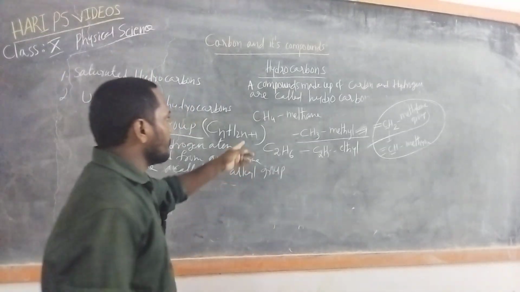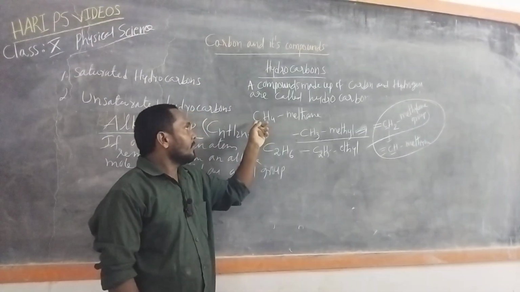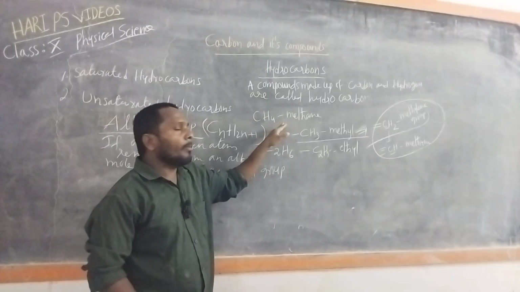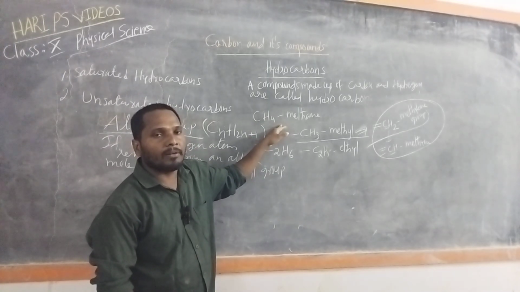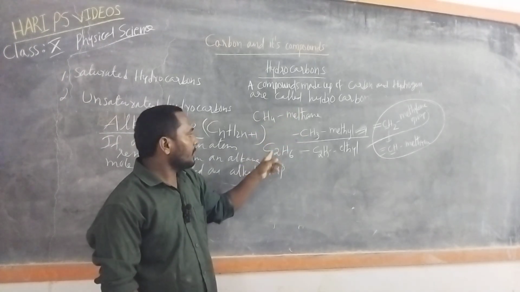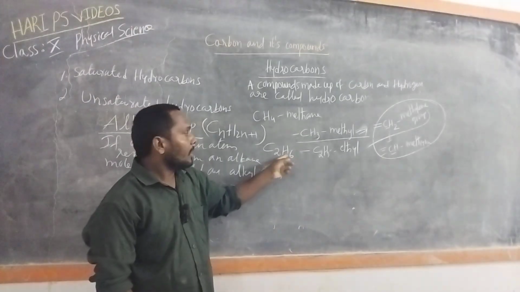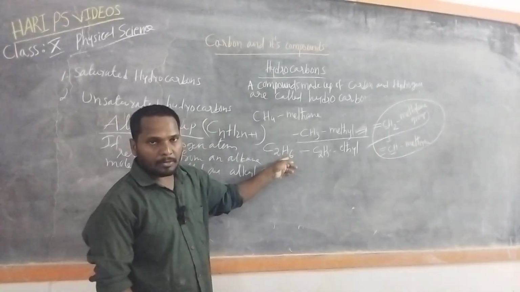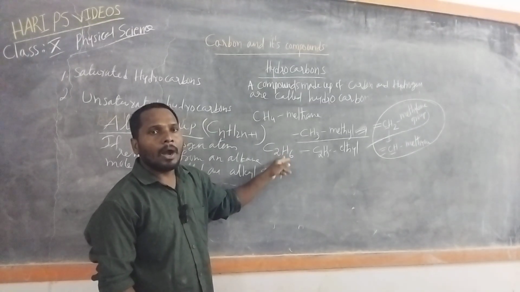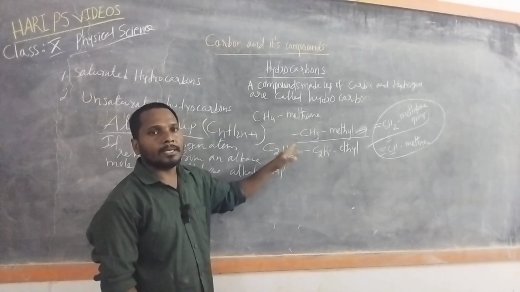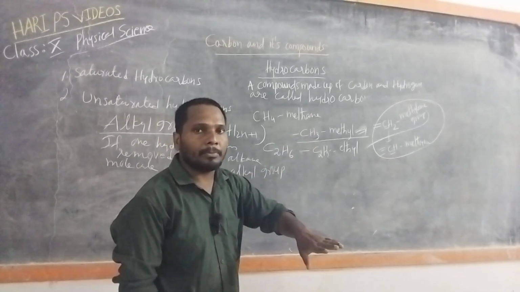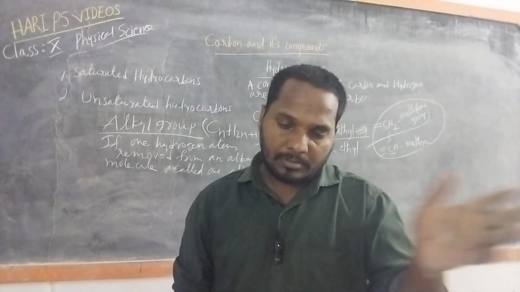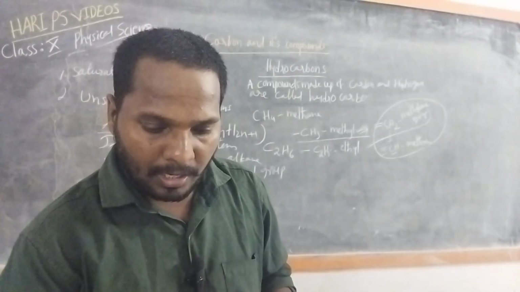In the case of methane, if you double to 2 carbons, how many hydrogens are enough? 4. But in ethane we have 6. There are 2 more hydrogens than double the carbon atoms, so it is an alkane. If it is equal, it is an alkene. If it is less, alkynes. So this is about the hydrocarbons.